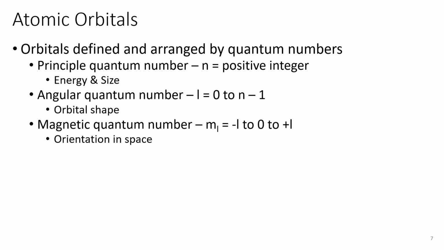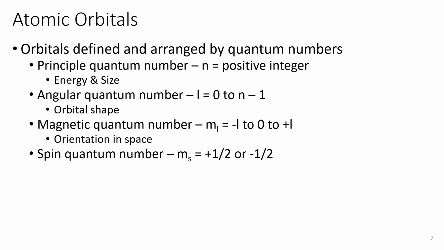We also have the magnetic quantum number, and its abbreviation is m with the subscript of a lowercase l. The ml value is going to be negative l to 0 to positive l and any integers in between. What the magnetic quantum number defines for us is the orientation in space. We also then have the spin quantum number. The spin quantum number's abbreviation is an m sub s, and it is either plus 1/2 or minus 1/2. And it defines for us the spin on the electron.